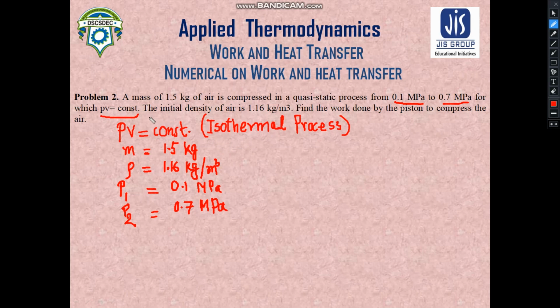And here the initial density of air is given to you as 1.16 kilogram per meter cube. Now the question is to calculate the work done by the piston to compress the air. So let us see how we can solve the problem.